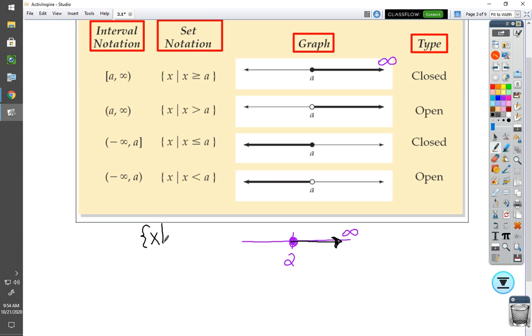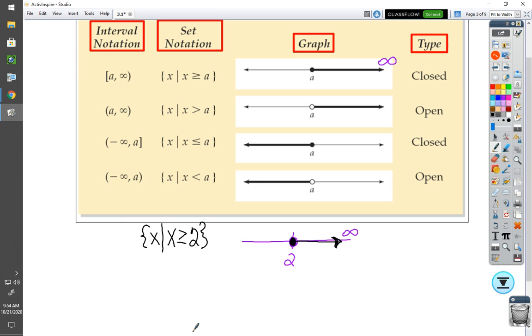This little line here says "such that." It means I'm about to give you the rule that follows this x that I just wrote down. My x has to be bigger than or equal to this number 2. My x has to be greater than or equal to the number 2. I know it's an equal to because it's a solid dot. Solid dots have equal signs.